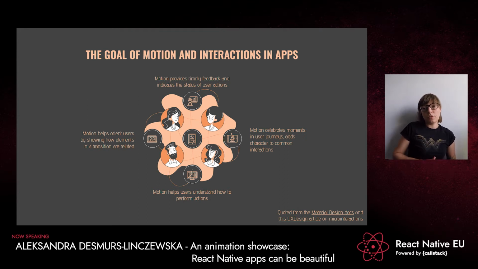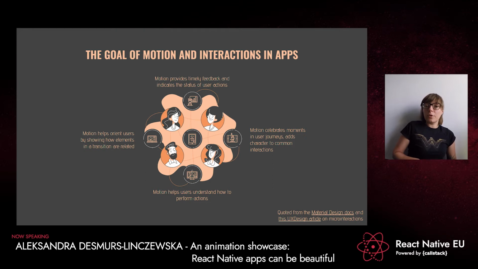The third goal of motion interactions in apps is that motion helps users understand how to perform actions. You can think of that in, for example, if you click a buy button and you see the image of the product that you just bought move up to the image of the cart, for example, that draws your attention to the cart and helps you understand how to go to your cart and finish your shopping.